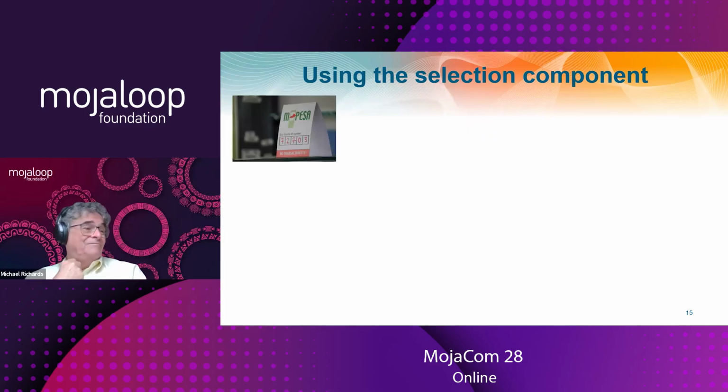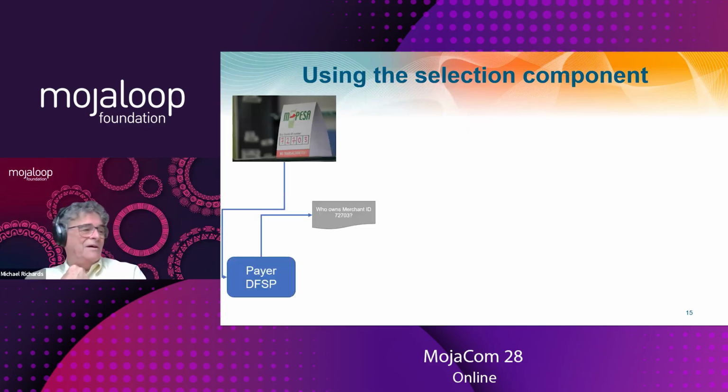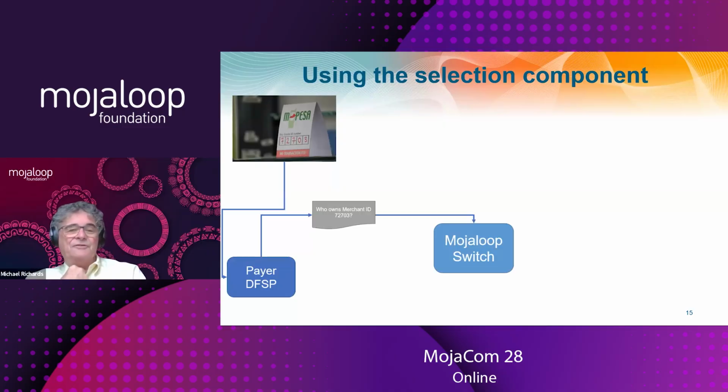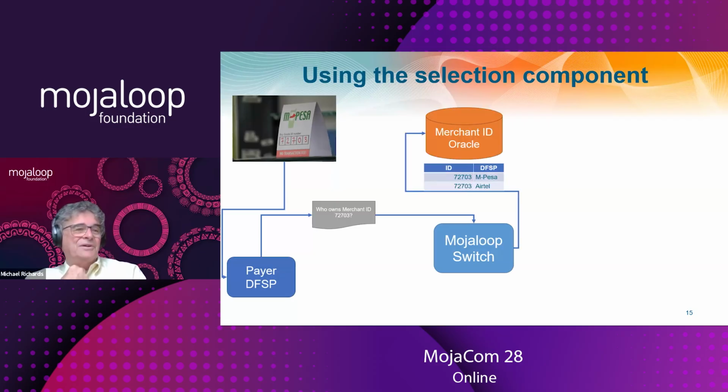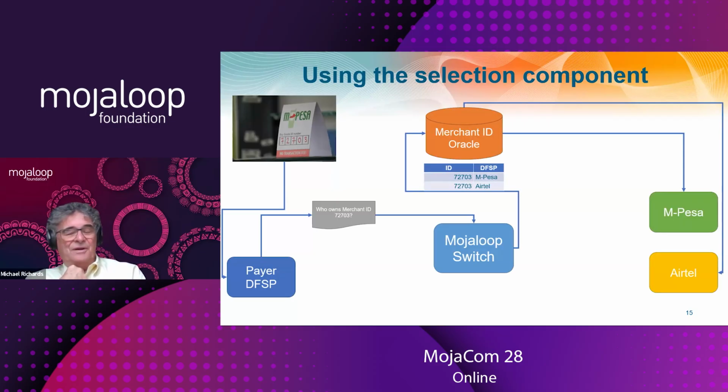Here's our merchant ID again. And here we are sending a request to say who owns it. It goes to the switch, to the merchant oracle. It goes to the two DFSPs who own that identifier. And now one comes back and says Miller's Burgers, the other comes back and says Miller's Pizza.